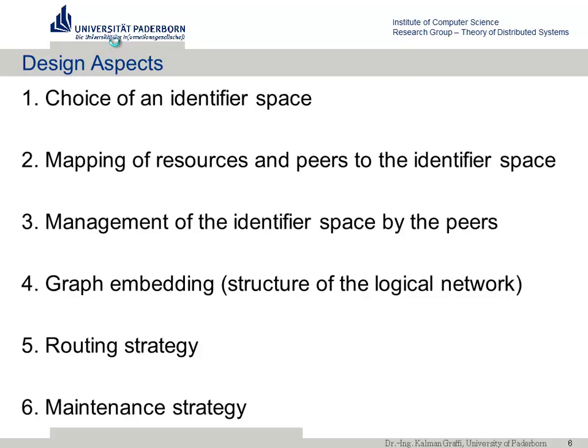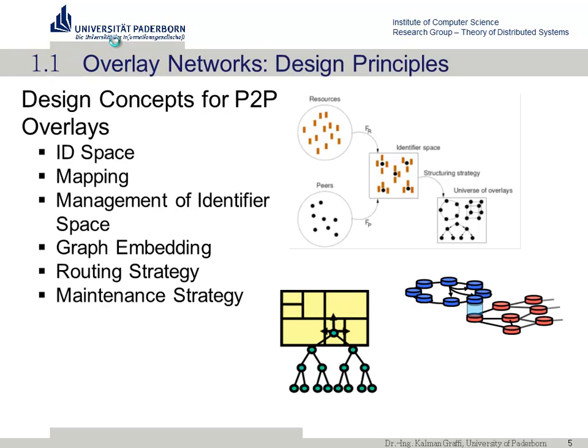So what you want to have, probably it's nicer to show on this slide, is an identifier space. Assume that you have peers on one side and resources, meaning files, on the other side. And what you want is a mapping. So you want to map your peers to the identifier space and your resources as well. That's step number 2.